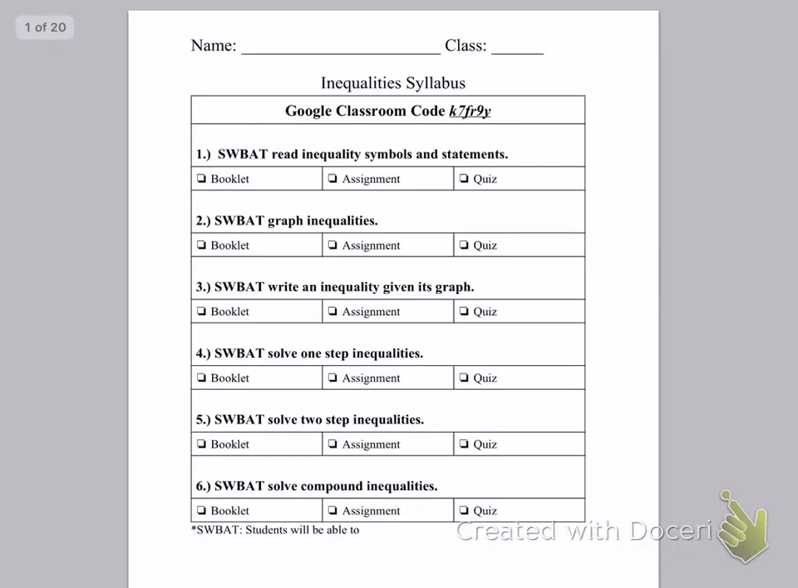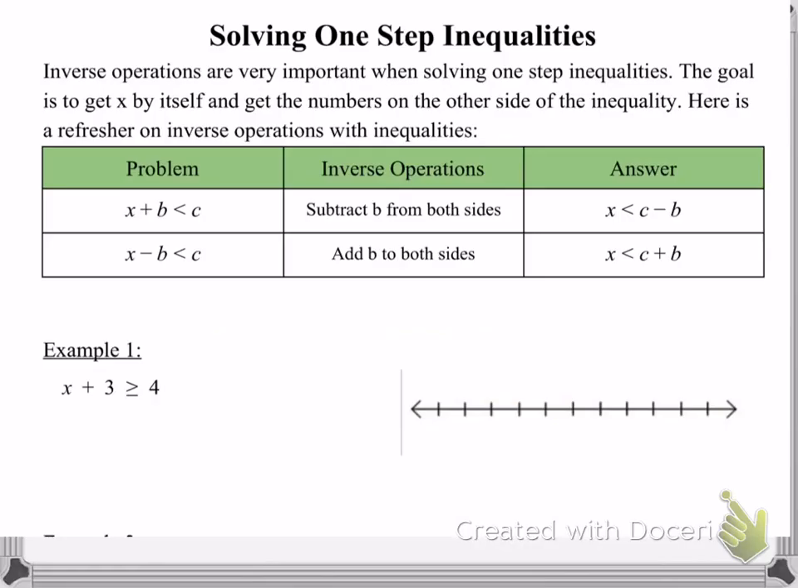Alright, hello. Miss Trine's back, and we're going to go ahead and learn how to solve one-step inequalities. So we're on to our fourth objective. So if you guys want to turn to page 7, we can go ahead and get started.